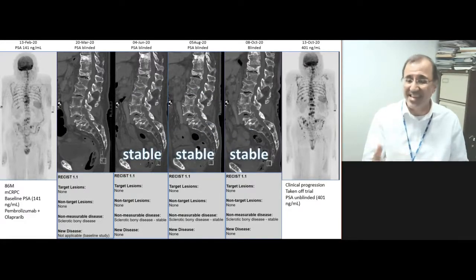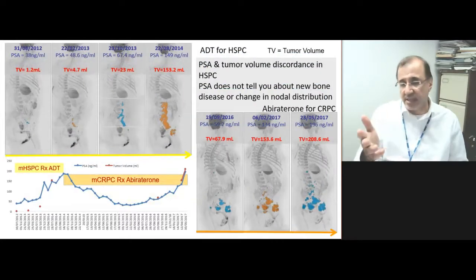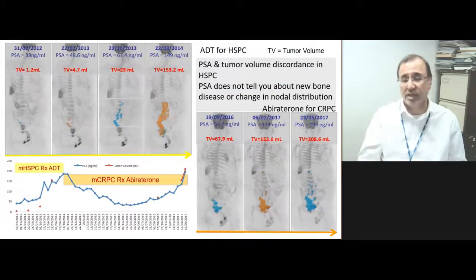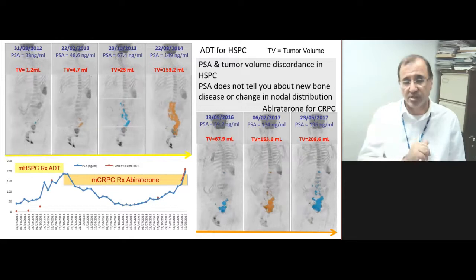Unfortunately, he was clinically progressing, was taken off the clinical trial, and you can see how his PSA increased from 141 to 401. And if you look at the whole body MRI scan, which was repeated, you can see he is definitely progressing. Furthermore, the ASCO guidelines also say that if you've performed next-generation imaging at the baseline, then you can perform it for serial comparisons to assess the degree and extent of disease progression. And here's an example of that application of next-generation imaging, initially for hormone-sensitive disease and then for castration-resistant prostate cancer.